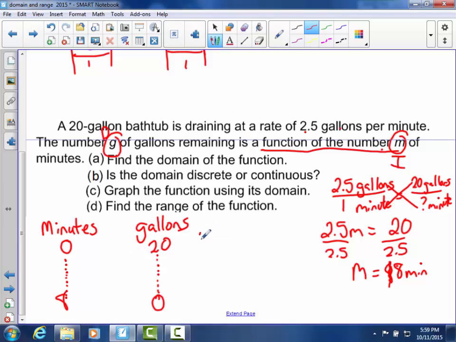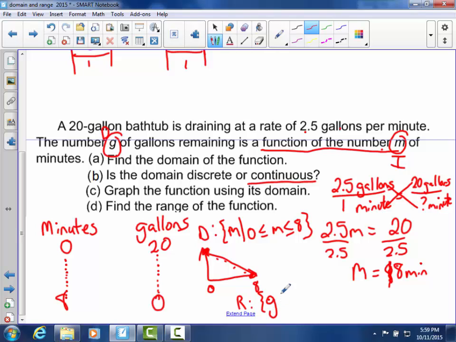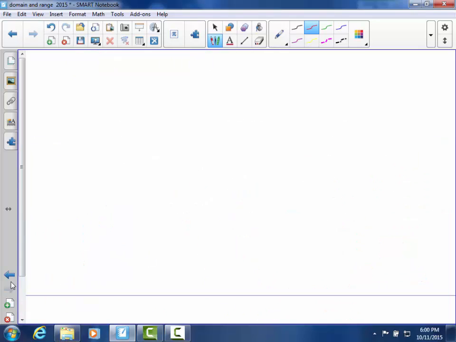So to answer the first question, the domain is going to be our m values, and m is going to go from 0 to 8. And this is continuous, because the water is continually flowing out. To graph the function, we would start with 20 at 0, and it would steadily decrease until we got over here to 8. And that would be a line, because it's continuous. And then find the range. The range is going to be the set of G, and we're going to go from 0 to 20. And that is the end of our notes.